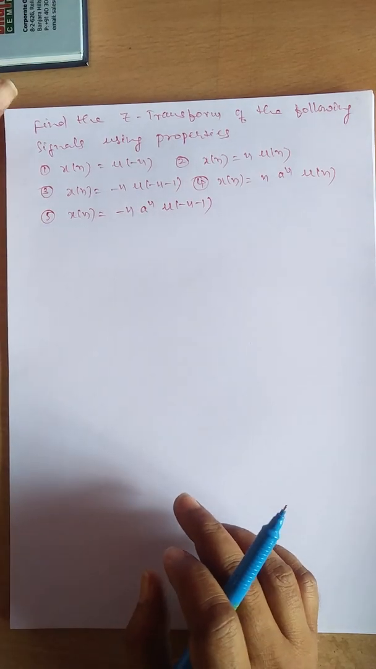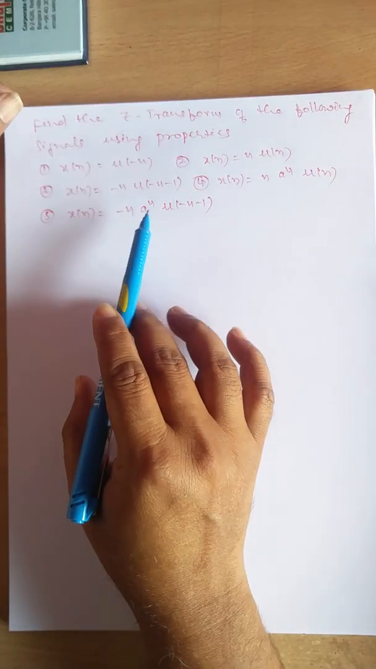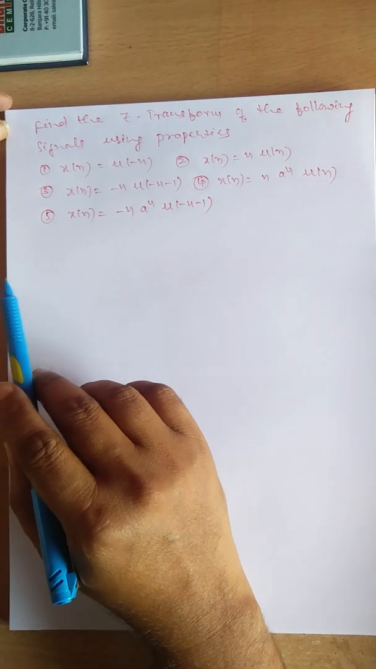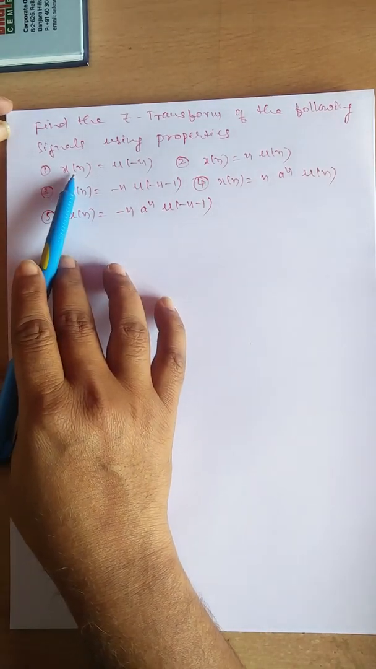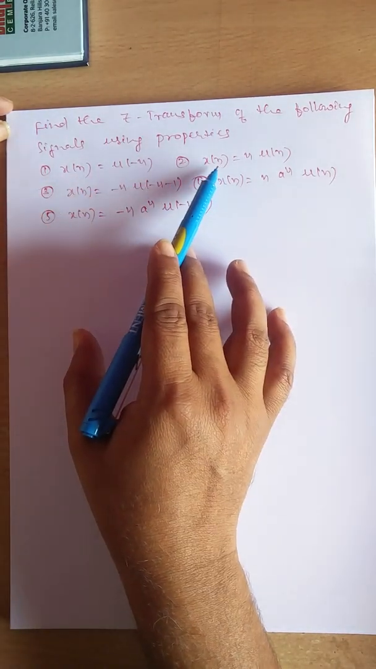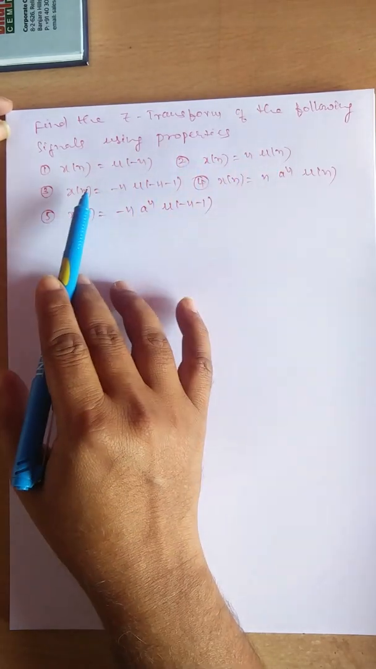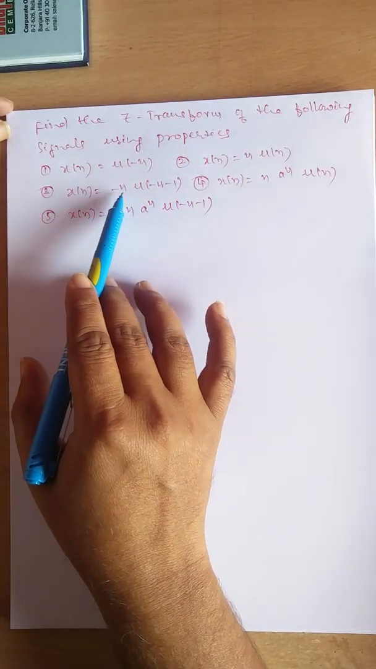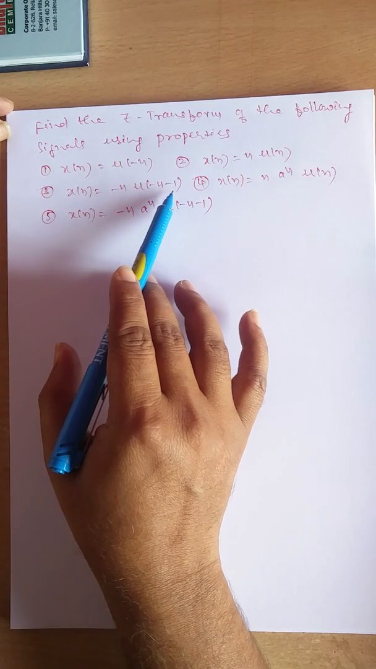Solve the problems on finding the Z transform of some basic signals using properties. The first problem is x of n is equal to u of minus n. Second problem is x of n is equal to n into u of n. Third one is x of n is equal to minus n into u of minus n minus 1.